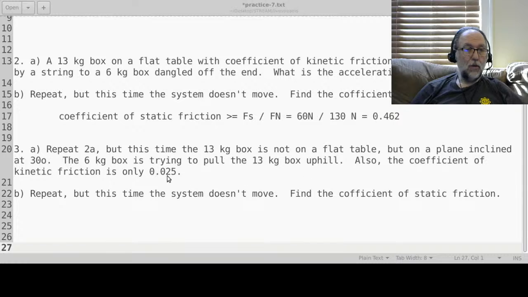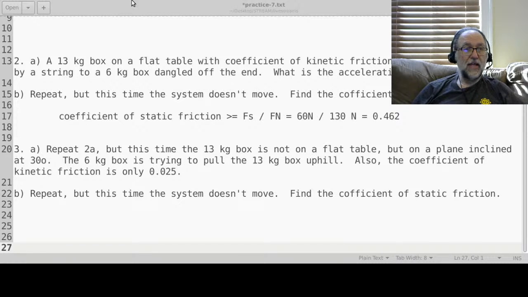For part A, I want to find the acceleration, and this time I'm telling you that the coefficient of kinetic friction is 0.025. It's actually 1/10 what it was before. You'll see why when I finish that problem. And part B says, you've got the exact same setup, but for some reason there's more friction. Maybe it's a different table or a different surface. There's more friction, and it's not going to move, so there's no acceleration. And so I want the coefficient of static friction.